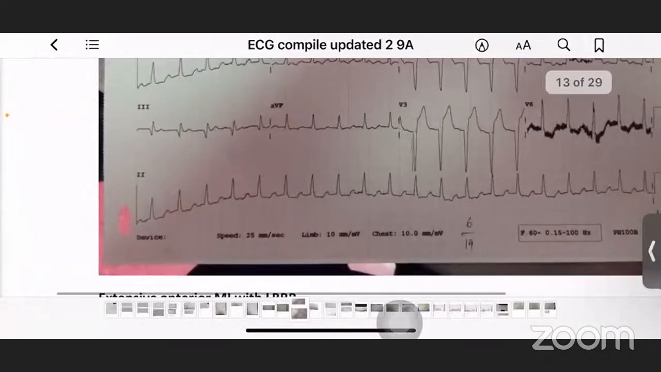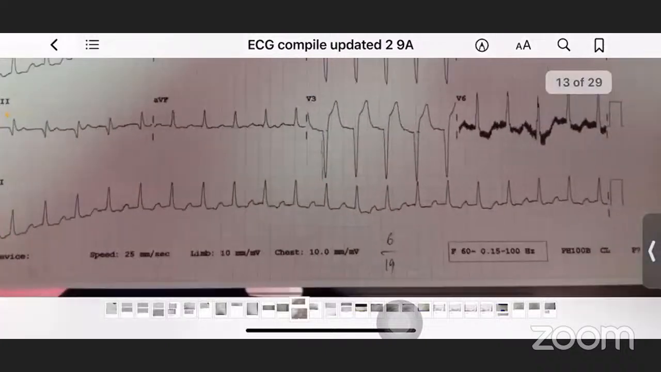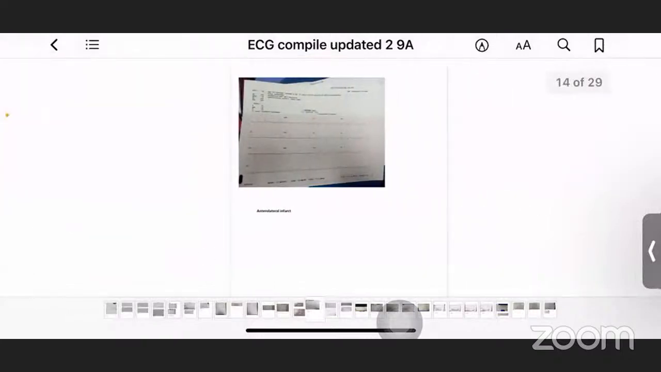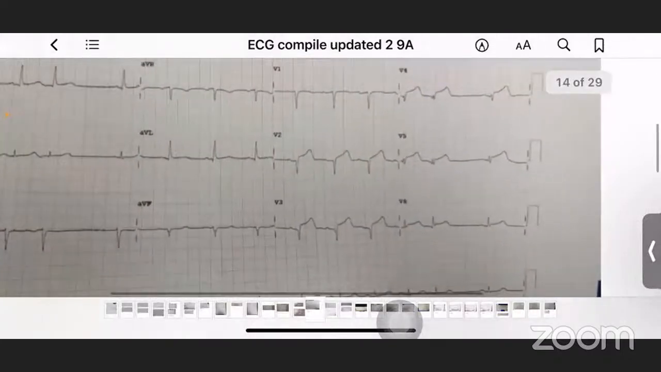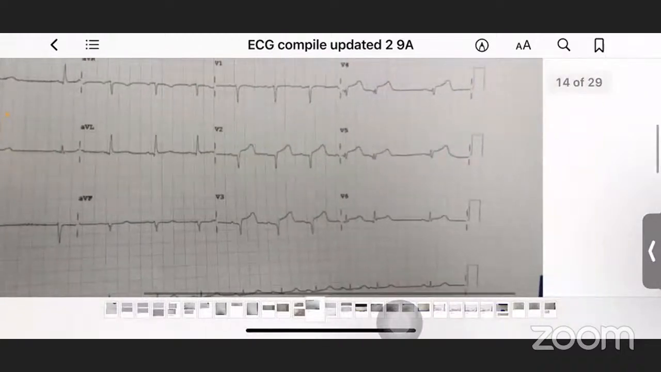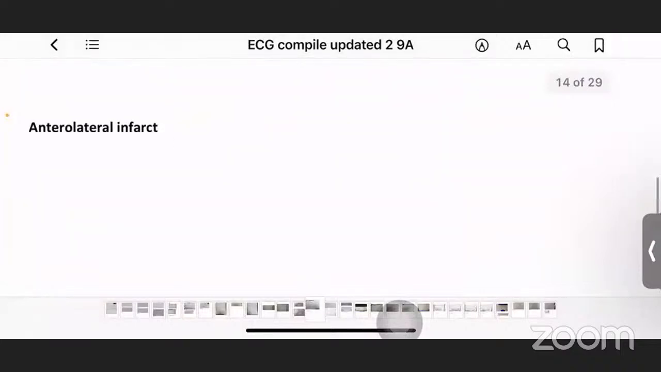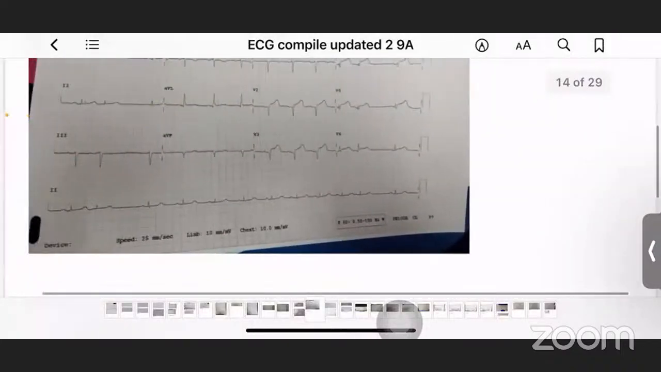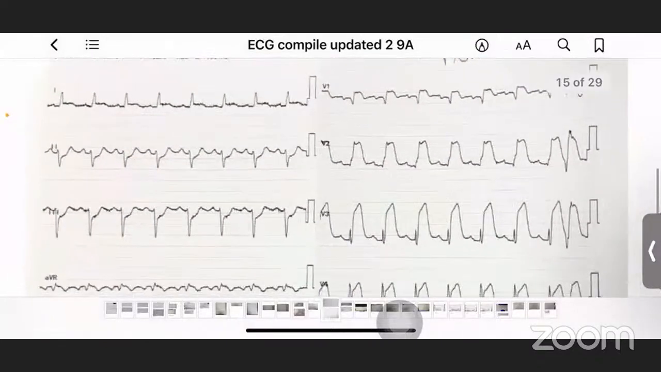Okay, LBBB. So now I'll show you the LBBB. This one has a bit of LBBB changes, but it's still not the classical one. Okay, I'll show you the classical one. This one also has MI changes. It's anterolateral. Okay, extensive. This one also.